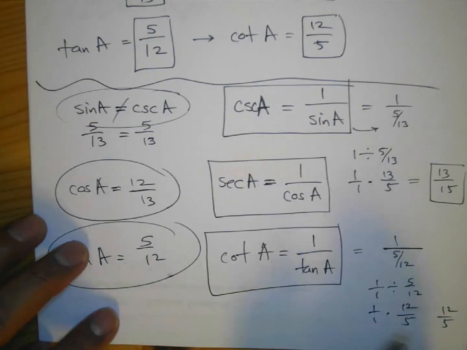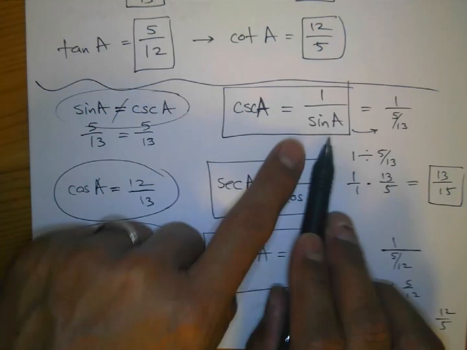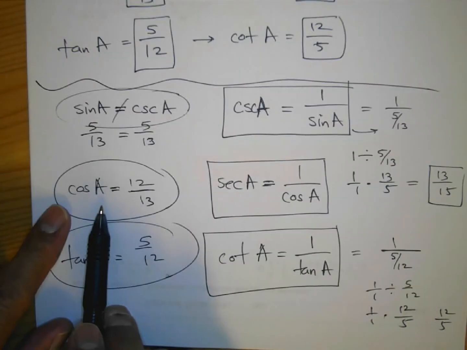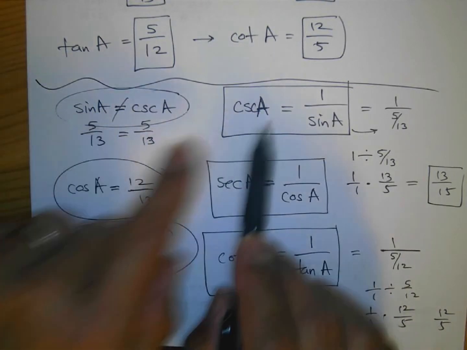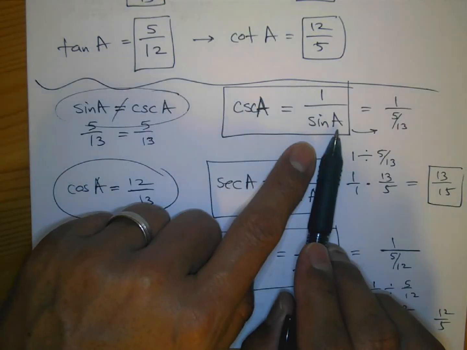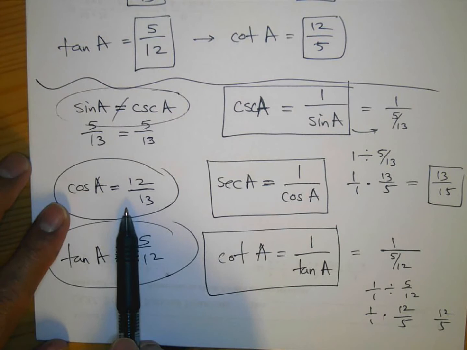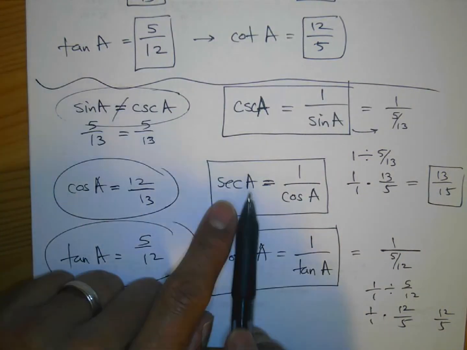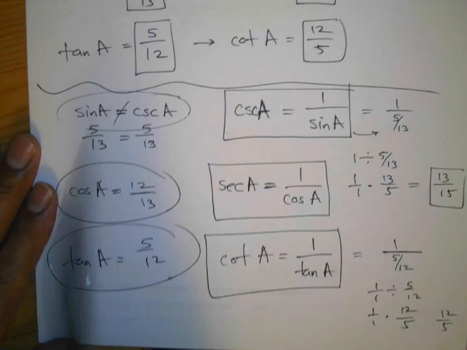So this is kind of understanding that if you have sine, how do you get cosecant? Well, 1 over sine of A. If you have cosine, how do you get secant? If I have cosine, how do I get secant? 1 over cosine A, right? Because those are the ones that match with each other.